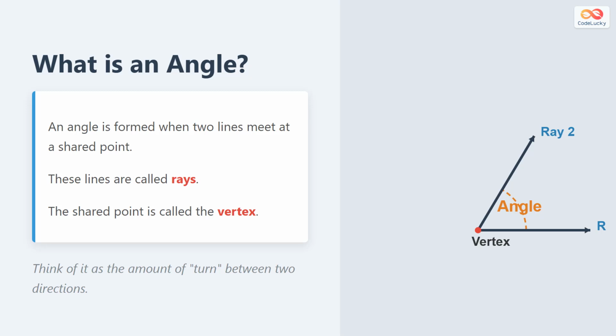First, let us define what an angle actually is. An angle is formed when two lines, which we call rays, meet at a single point called the vertex. You can think of an angle as the amount of turn or rotation between these two lines.